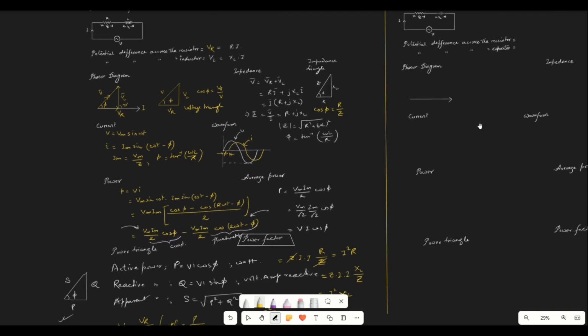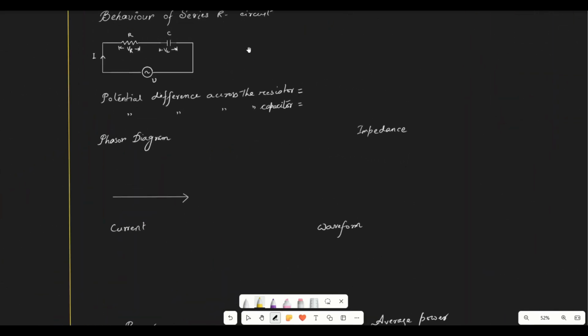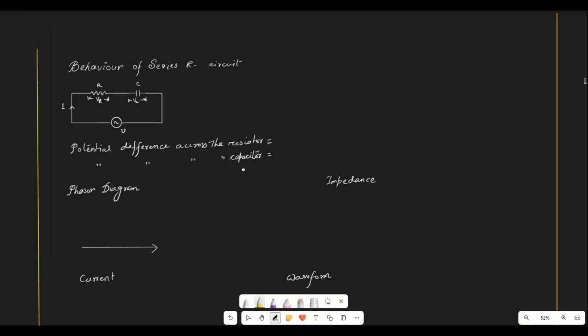So now let us move to the RC circuit. Similar to the RL circuit, we also have the RC circuit. Here the resistance is connected with a pure capacitor. Now the potential difference across the resistor will be VR equals R into I. Here VC equals XC into I. The phasor diagram will be as follows.